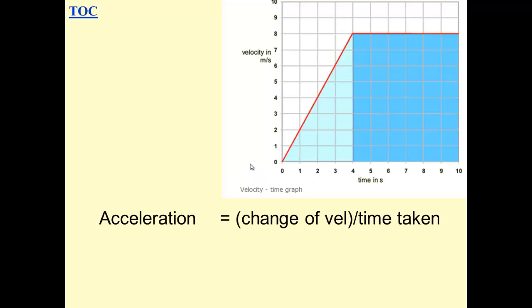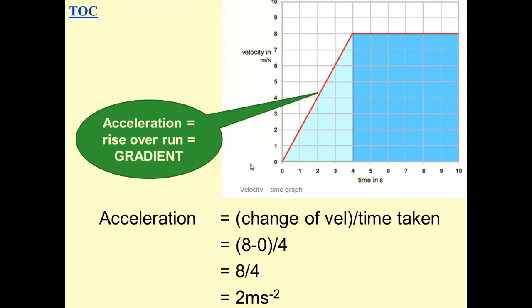Let's look at this in a bit more detail. Now the acceleration is the rate of change of velocity. The change of velocity divided by the time taken. So it's 8 minus 0 in 4 seconds. So it's 8 divided by 4, which is 2 meters per second every second. The interesting thing here is the acceleration is basically the rise over run, which is basically the gradient. The steeper the gradient, the higher the acceleration.